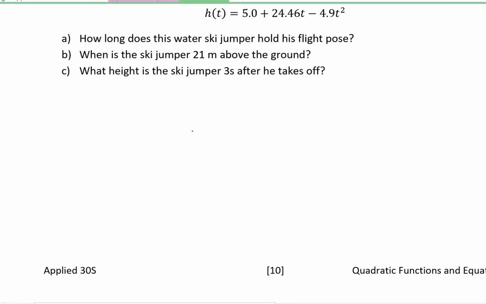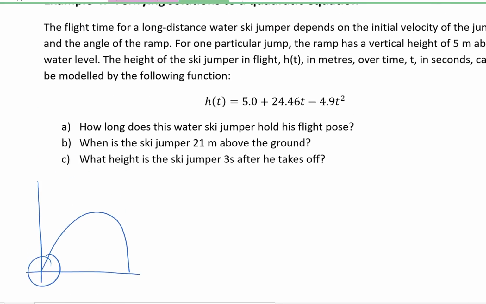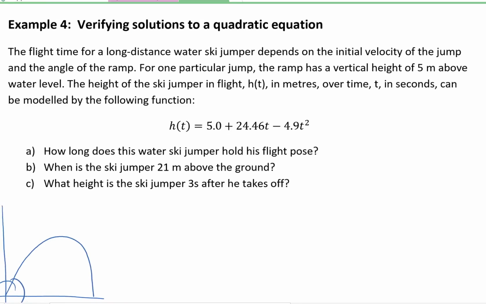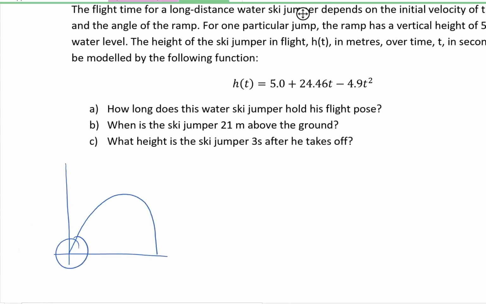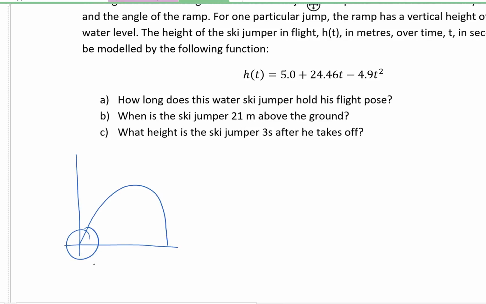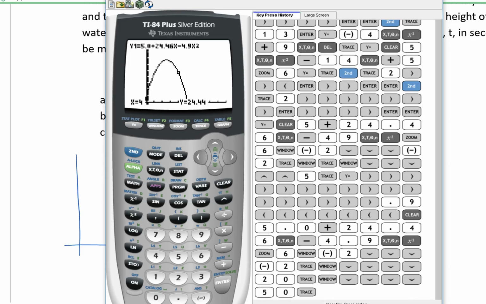So let's draw a sketch. It'll help us out, and we can label the key pieces of information on here. Now, it's tempting to do this with your sketch, but this is a problem if you sketched it like that. Why? First of all, you can look at your graph, but second of all, you can see that the ramp has a vertical height of 5 meters above the water level. That means the jumper does not start at 0. The jumper starts at 5 meters. Go back and have a closer look at your graph, and you can see that.